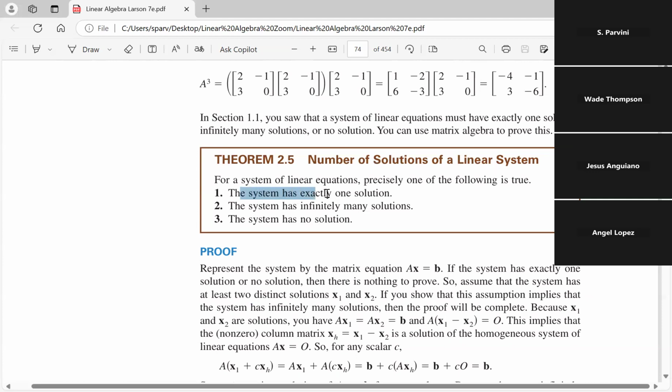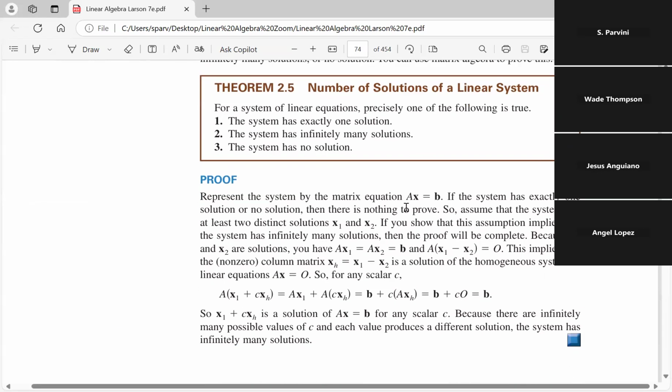We either have a unique solution, which is what we like, or we have infinitely many solutions, or no solution. So that's what this theorem guarantees. 1, none, or many. That's what could happen when we solve a system, linear system of equations. Okay, on that one.